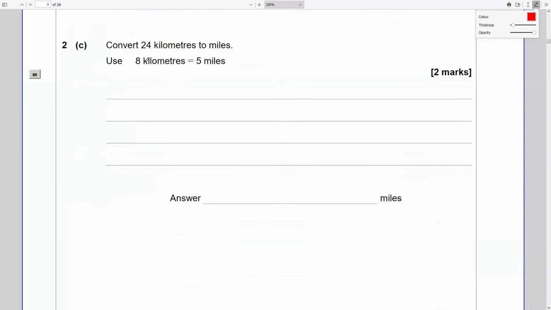To C, convert 24 kilometers to miles. Use 8 kilometers equals 5 miles. Now, if you look at it, 8 of the kilometers only make up 5 miles. So we will end up with something less than 24. So I think it's going to be 24 times by something that's going to make that smaller. Well, it's got to be 5 over 8, hasn't it? Because 5/8 is less than 1. Okay, 8 goes into 24 3 times, and then 3 5s are 15. 15 miles. Yes, that should work.